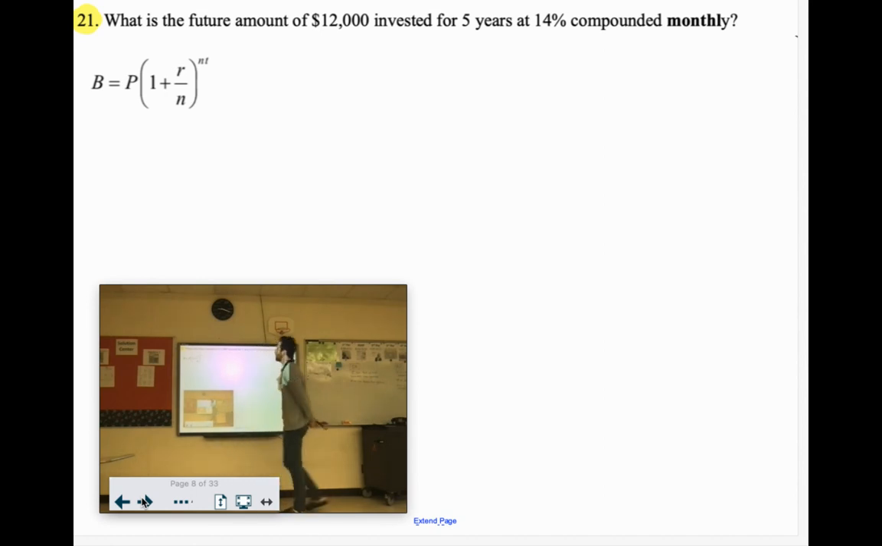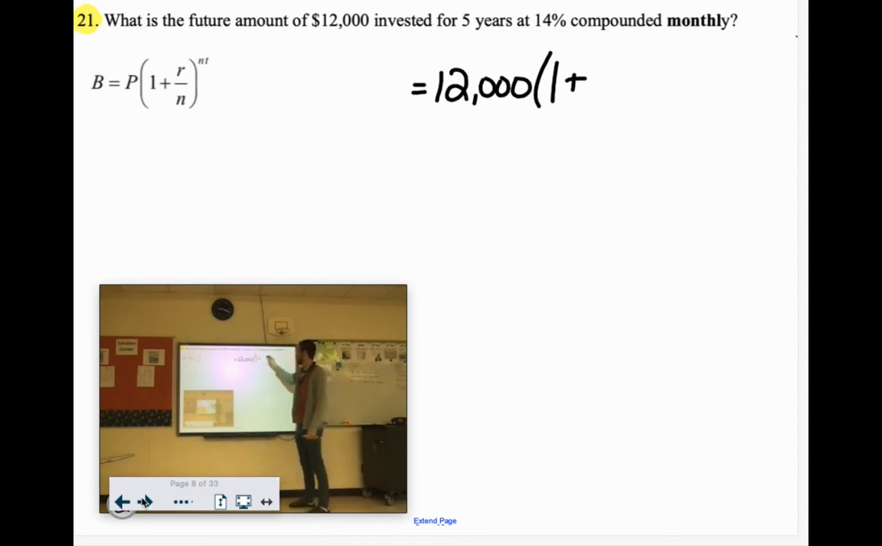What is the future amount of $12,000 invested for 5 years at 14% compounded monthly? So the other one, it was just compounded continuously, so we were able to use that P e to the r t power. But here it's compounded monthly. So again, the principal is the amount we're putting in. We have 1 plus, the rate is 14%. Now we always have to do it in decimal form. So that would be 0.14.